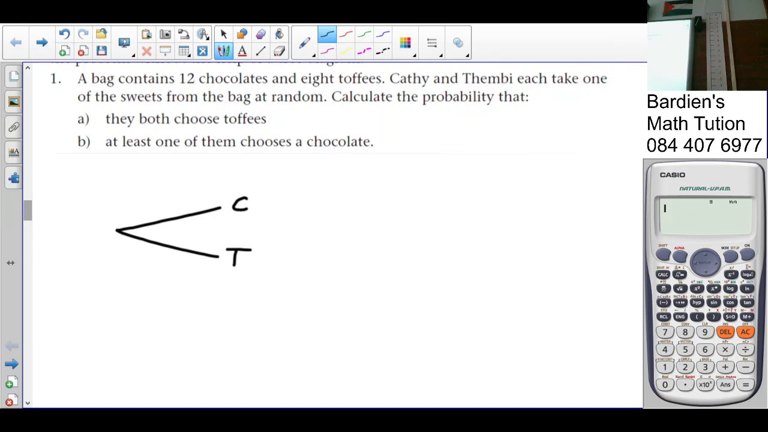There are 12 chocolate sweets and 8 toffees. So how many sweets are there altogether? 20. So there's 12 out of 20 probability for chocolate, and 8 out of 20 for toffees. Together this adds up to? 1. Not so? Now the second person, Thembi. If Kathy has drawn a chocolate sweet on the first draw, what is the probability for Thembi to draw a chocolate sweet?